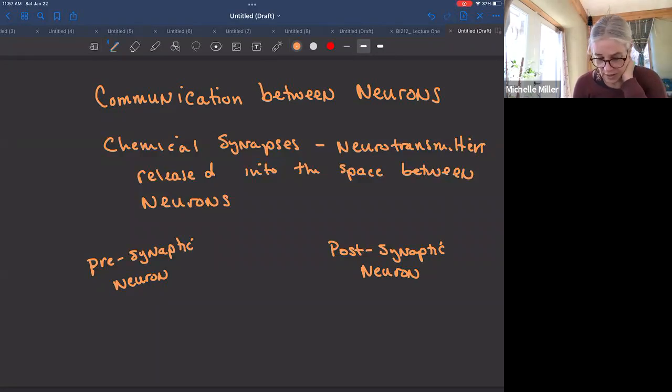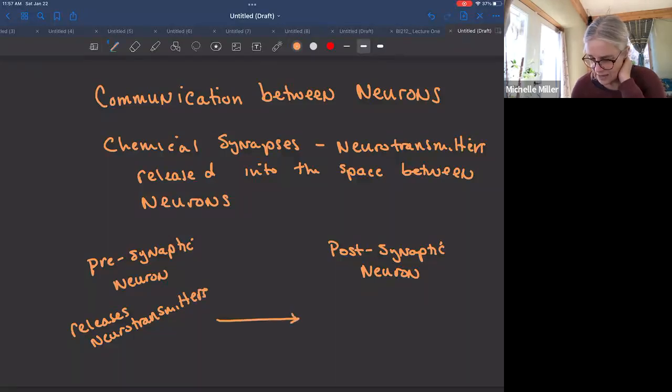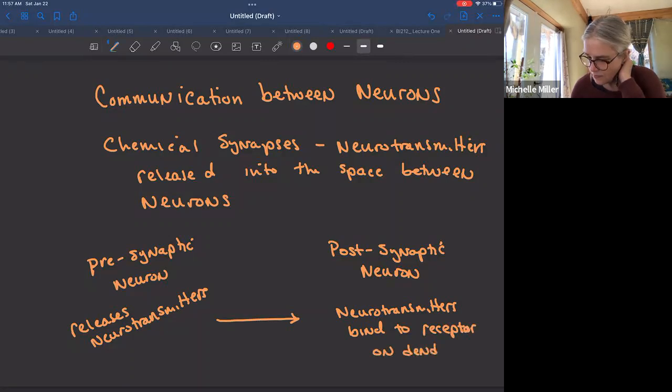So the presynaptic neuron releases neurotransmitters, and we're going to talk about how that happens. And then they move across, and the neurotransmitters bind to receptors on the dendrites. So what releases the neurotransmitters? That would be the axonal terminal. So we'll put a caveat here: axonal terminal releases neurotransmitters.